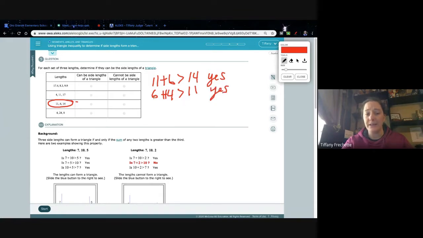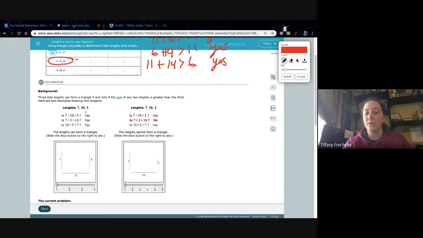And then we have the last two because I've done 11 and 6. I've done 6 and 14. Now I need to do 11 and 14. Is that greater than 6? And that's definitely greater than 6 because both of these start off greater than 6. So this is a yes. So since I got a yes on all three, I click can be side lengths of a triangle. So I click yes. So that's the whole idea of what we're doing here.